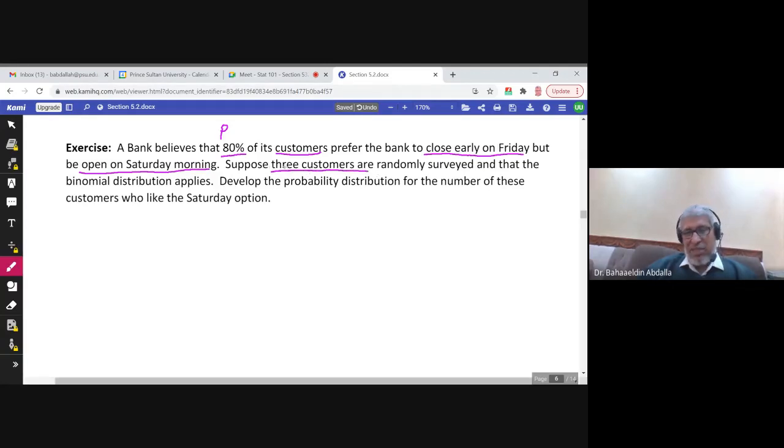So what is this? This is the sample size. This is N. So N is 3 and P is 0.8. 3 customers are randomly surveyed and that the binomial distribution applies. Develop the probability distribution. So he is asking about probability distribution. When he says probability distribution, it means he is asking for this table and he wants all the possible values of X and the probability of each one of them.